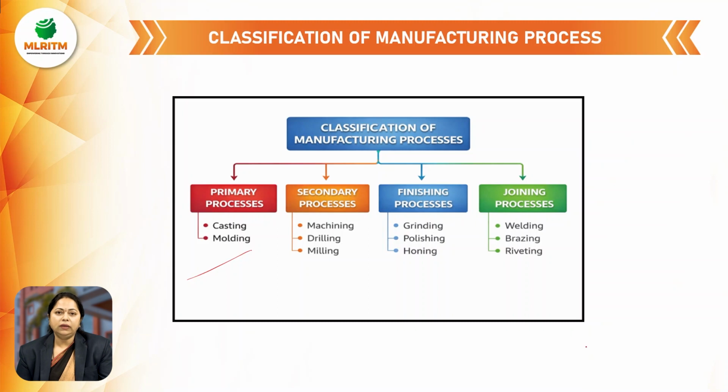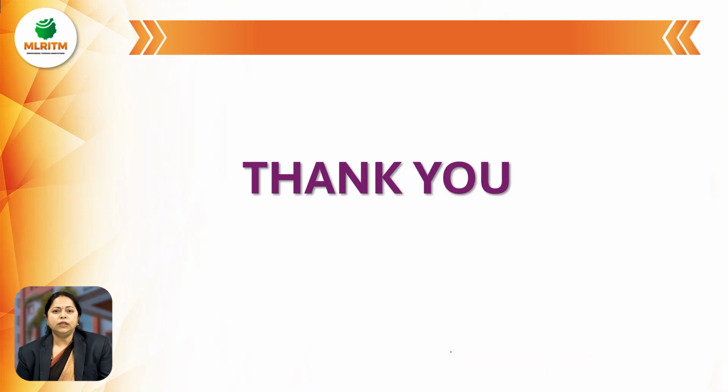So unit number 1, we will be focusing on this primary manufacturing process, which is called casting. We will see what is casting, what are the steps involved in casting, and what are the casting defects, the classification, as well as what are the other advantages and disadvantages. Thank you. The casting topic will be discussed in the next upcoming class.